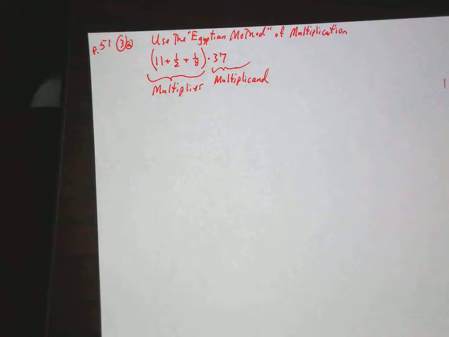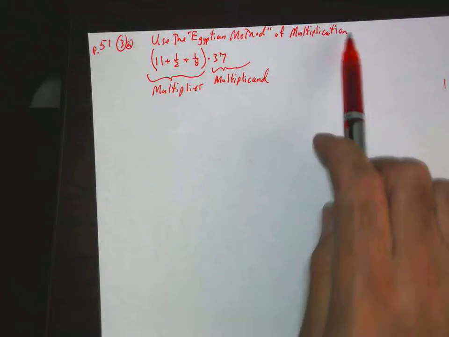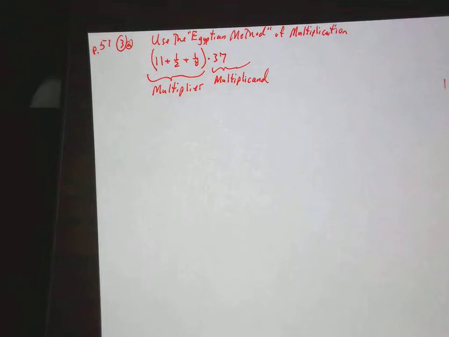Hi everybody. We're going to do a couple of the homework exercises on page 51. Exercise number 3A, and our instructions are: use the Egyptian method of multiplication to compute the product.